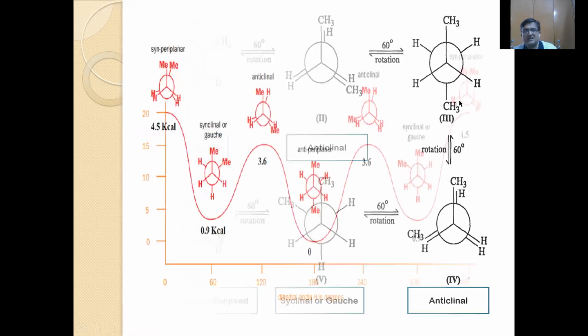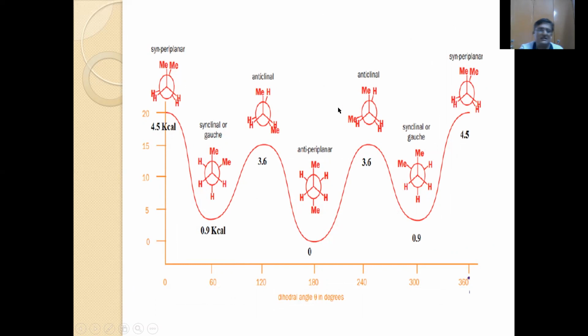Even if you see the energy barrier curve, you will see that eclipsed is around 4.5 kilocalories per mole, very high energy. It differs after each 60-degree rotation. You will find, with a further 60-degree rotation, 0.9 kilocalories per mole, 3.6, and all have somewhat higher energy. However, when all groups are in the opposite direction, it comes to the lowest energy level. This becomes the more stable form. So the anti-periplanar staggered structure is the more stable conformer.